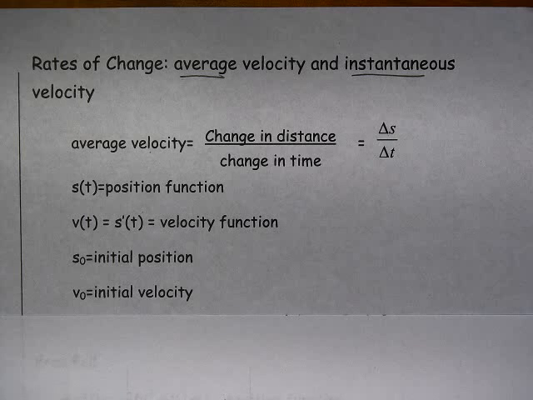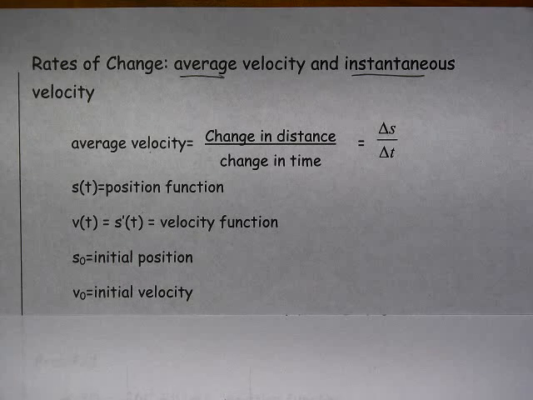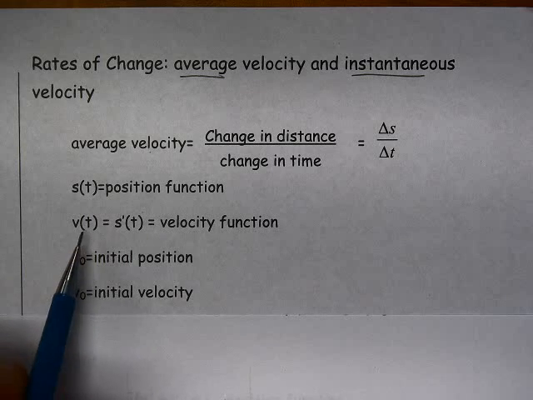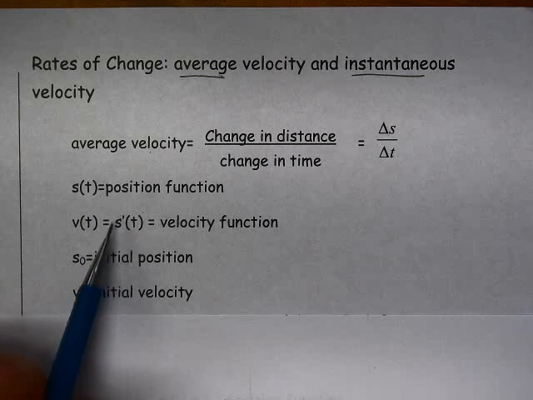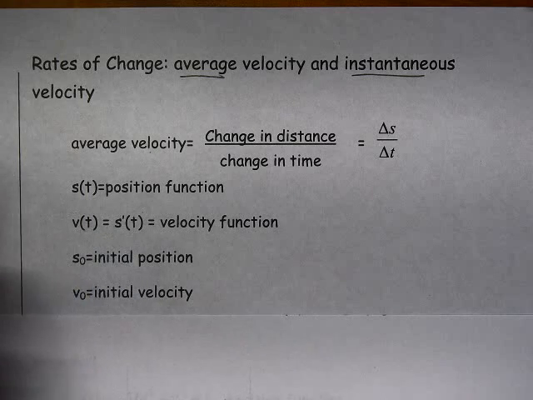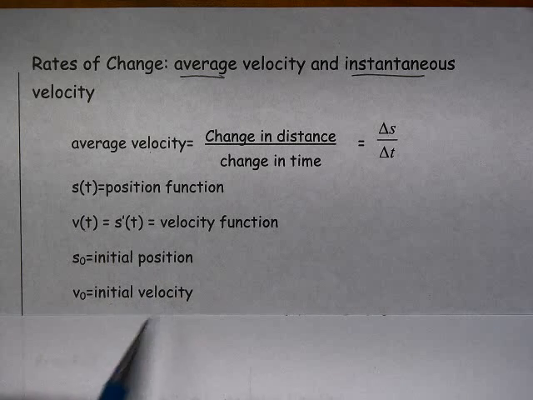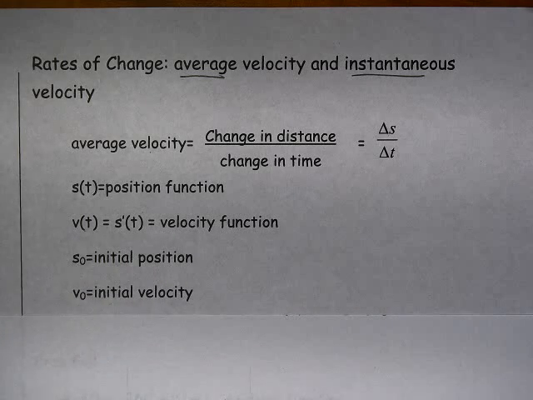When we talk about derivatives, what we're talking about is instantaneous velocity, or instantaneous rates of change. So we start with s of t, we call that the position function, and the velocity is the derivative of the position function. So the velocity is the instantaneous rate of change of the position. We designate the initial position and the initial velocity as s sub 0 and v sub 0, sometimes s naught, v naught.